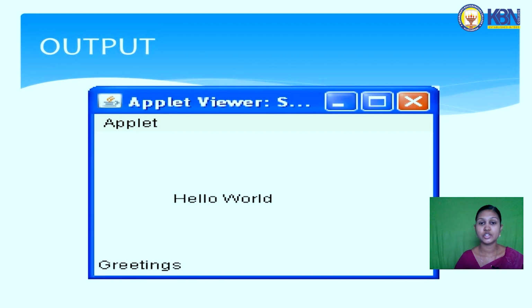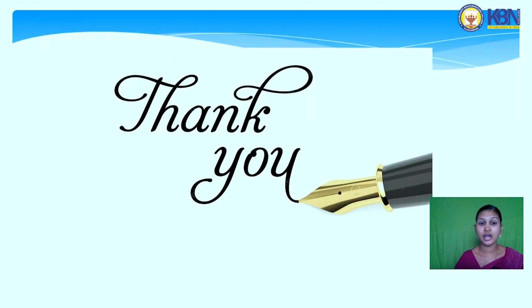Now like that you represent Hello World. The width is 300, height is 300. Like that you create an applet application program. These are the two ways, HTML file and the applet viewer.